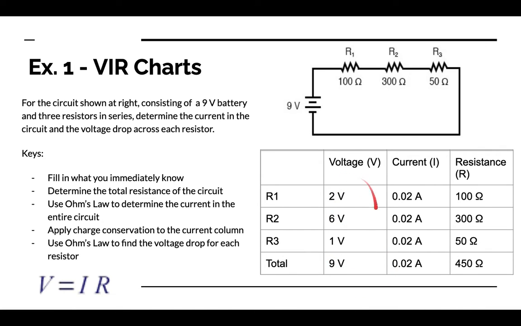So here we get 2 volts plus 6 volts plus 1 volt gives us 9 volts, which matches up with the total voltage of our battery. So here's an example of our VIR charts.